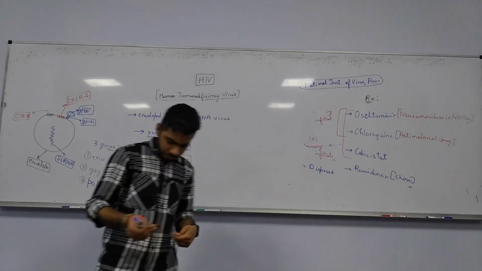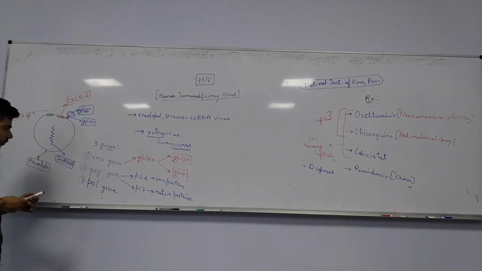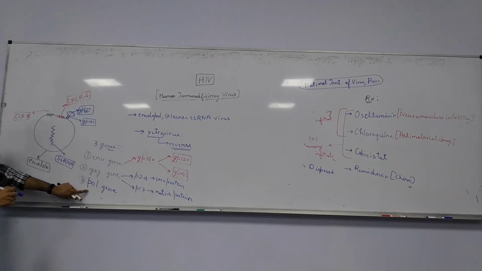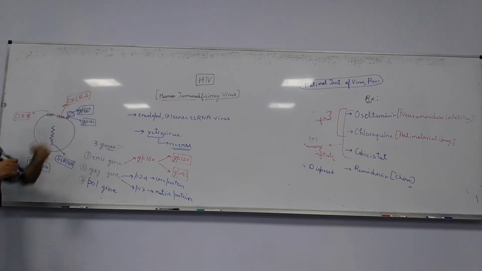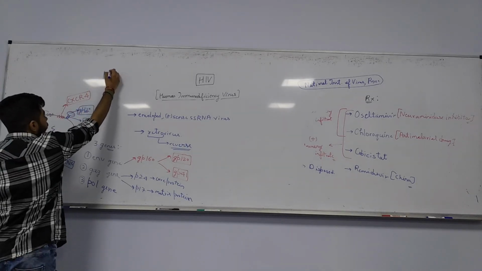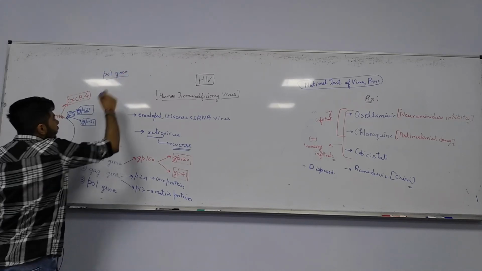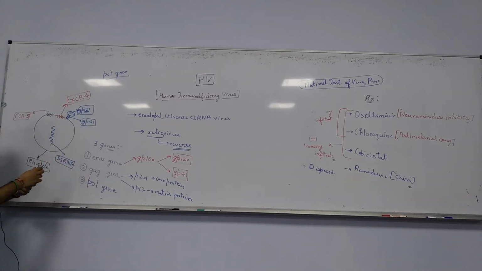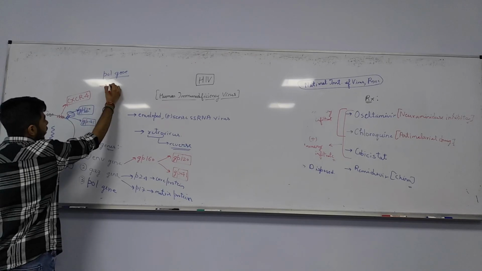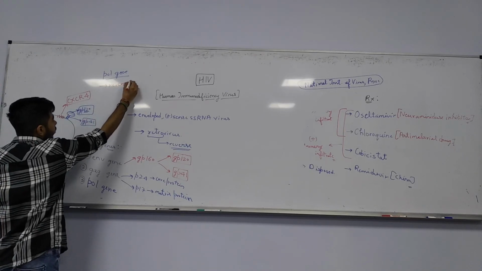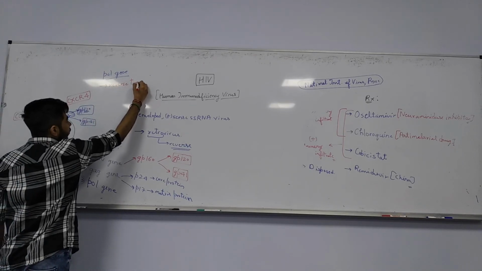Now look at this one, the POL gene. About this one I'm writing over here. I told you they come in the category of retrovirus. Retro means reverse, so they have an enzyme called reverse transcriptase.